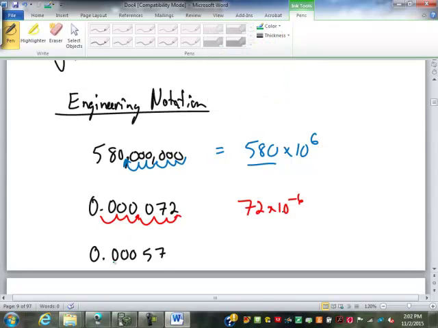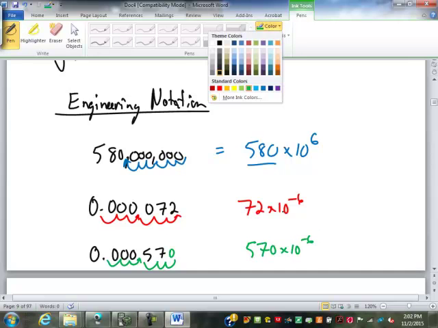I move my decimal point, 1, 2, 3. Can I move 3 more? You add another zero. I have to, don't I? Because right now there's nothing in front of the decimal point. I have to add that 0 and go 4, 5, 6. So that's 570 times 10 to the negative 6. So that's a little trickier.